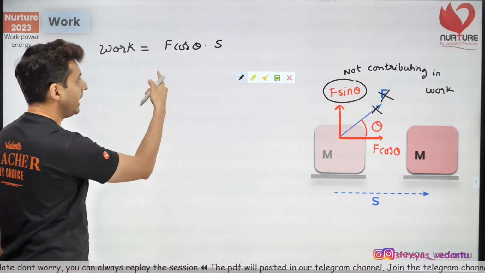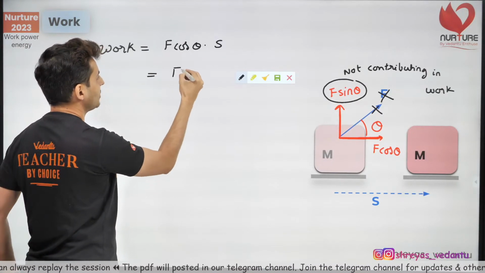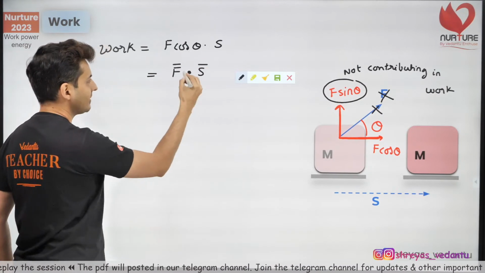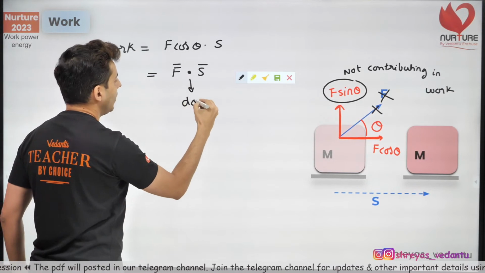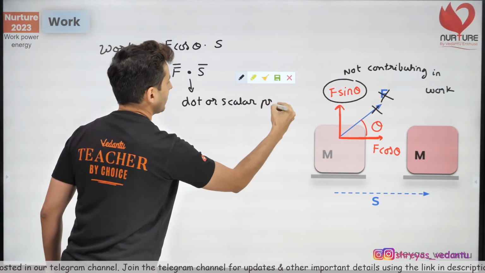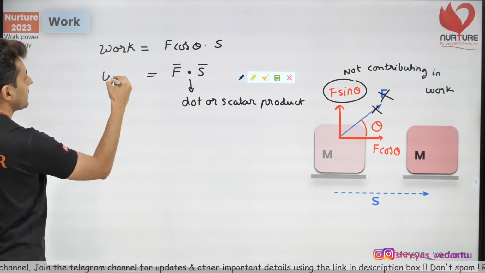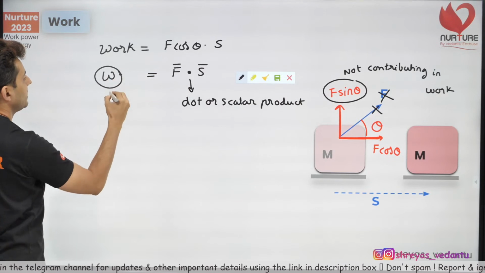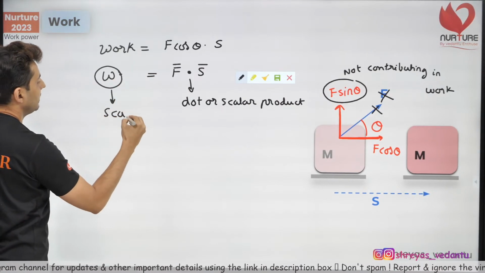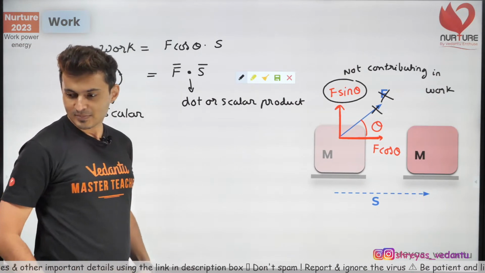Okay, so coming back, F cos theta into S. So F is force, S is displacement, so it should be F dot S. This is nothing but your dot or scalar product. Scalar product, because this work, what is this work? This work is nothing but a scalar quantity.